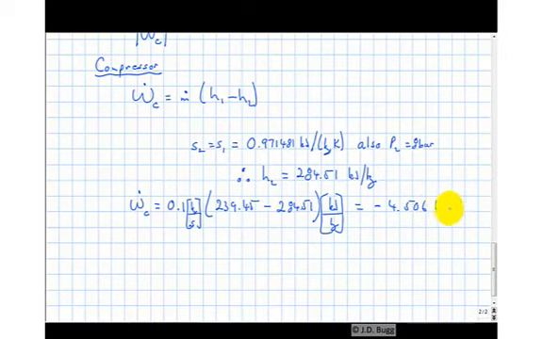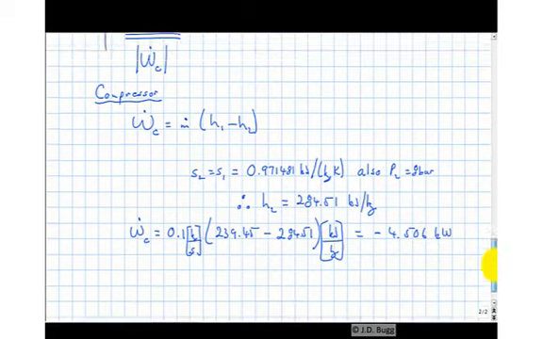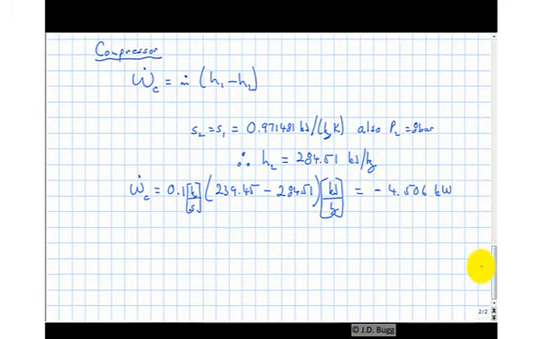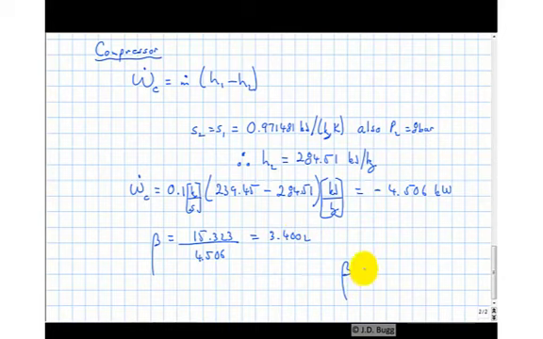4.506 kilowatts. So we can get our coefficient of performance because we have Q dot evaporator and work of the compressor. So coefficient of performance is 15.323 divided by 4.506. Remember, it's the absolute value of the work, so I drop that negative there. And this is 3.4002. So we conclude that beta is 3.40, the coefficient of performance.